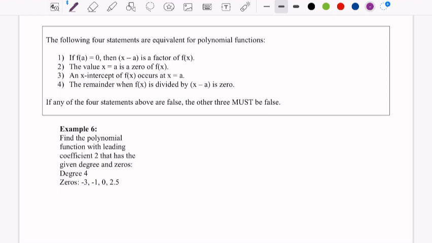I encourage you to pause the video and think about each of those statements and why all of them are true. They're all equivalent. So what that means is that if any of these statements are false, then the other 3 have to be false, because all of these are really the same statement, just worded in a different way. Again, pause the video if you need to and think about the connections between all of them. Then we're going to end up with 2 examples that talk about building polynomials.